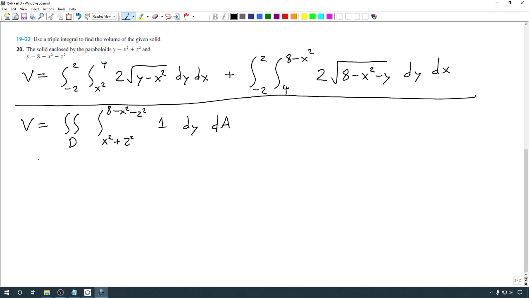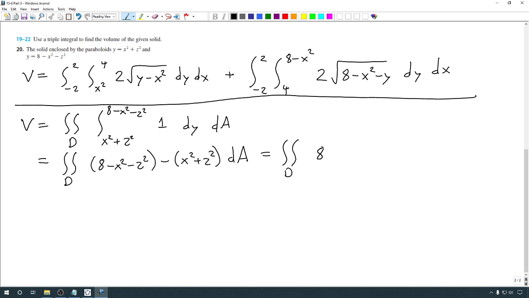In other words, because when we integrate 1 with respect to y, we just get y, which means we end up getting to subtract these two. So we have 8 minus x squared minus z squared minus (x squared plus z squared). Or in other words, we just have 8 minus 2x squared minus 2z squared.